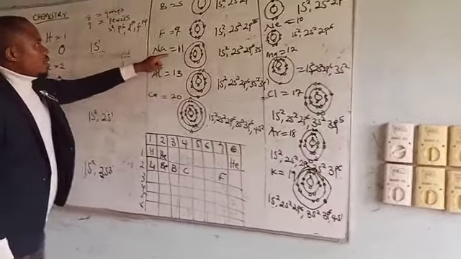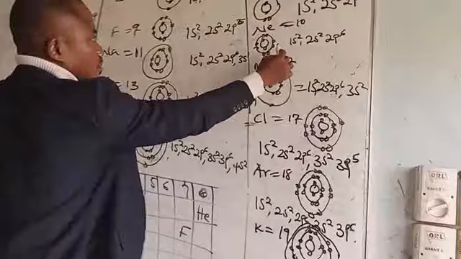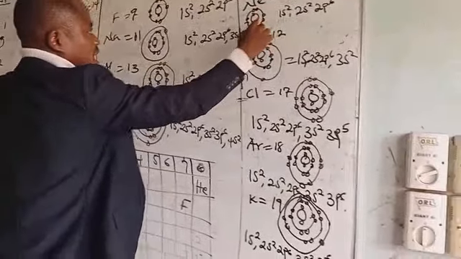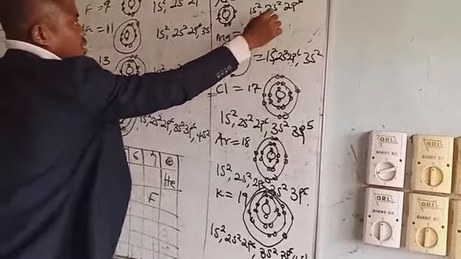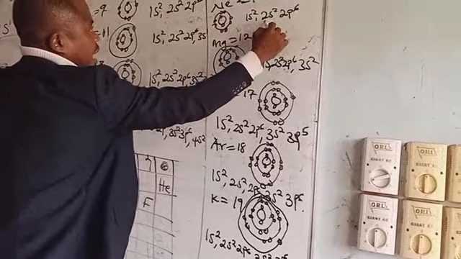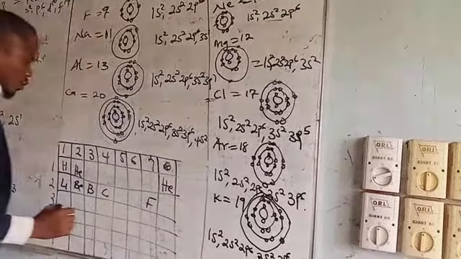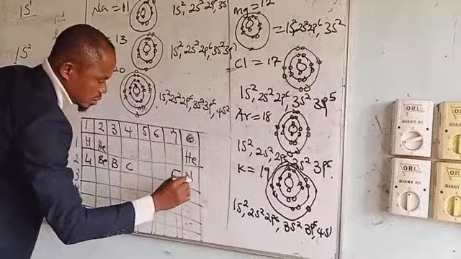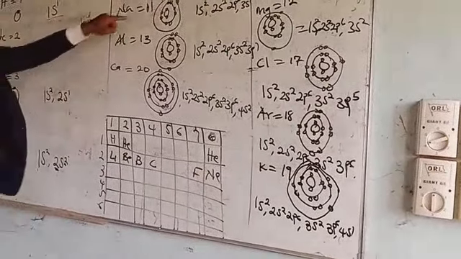We have neon. Neon, 8 electrons in the outermost shell and 2 shells. 2 plus 6, 8. Highest number is 2. That is period 2. This is going to be what? Neon.